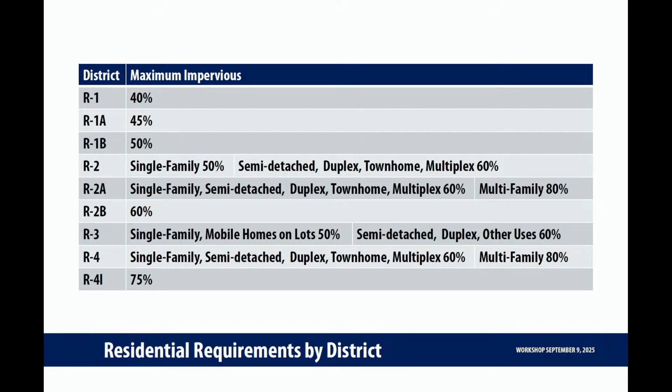R2B is 60% impervious. R3, single family and mobile homes, those are limited to 50% impervious. Semi-detached, duplex, and other uses are 60%. R4, again, you get the 60% and the multifamily at 80%. And R4I, which I don't believe we have districts or any of that construction really, that's 75%.